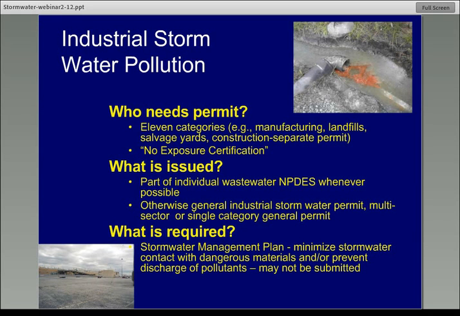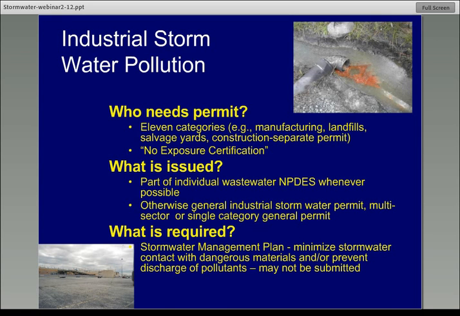So this was one of our questions earlier: how many categories of activities are regulated under the industrial stormwater program? There are actually 11 industrial categories. One of them, construction, is a separate permit. So under this industrial stormwater program, 10 categories are regulated. And what's an important point about this, I've got examples here: manufacturing, landfills, salvage yards. It can be very light industrial, as well, it's not just heavy manufacturing.